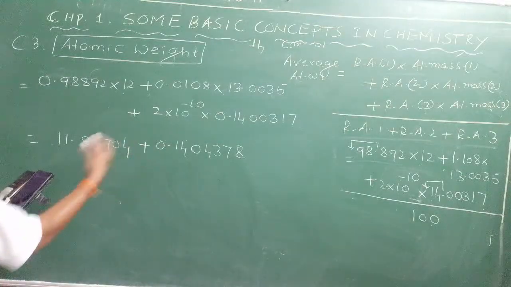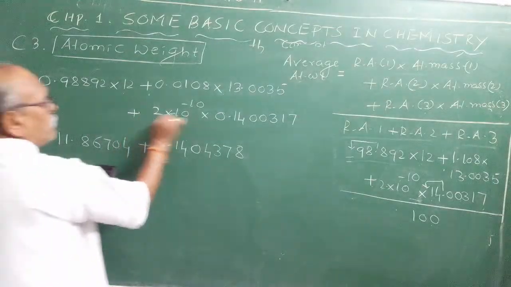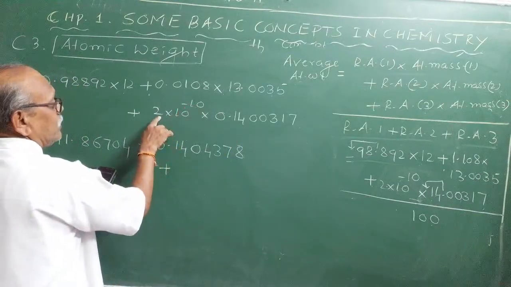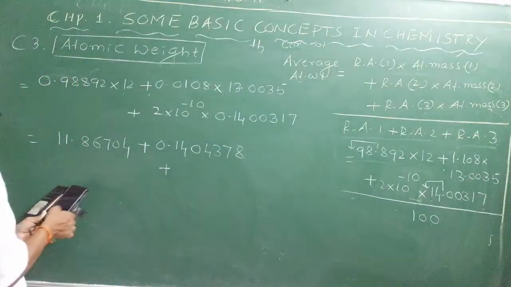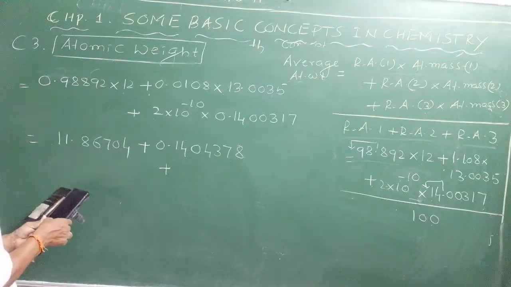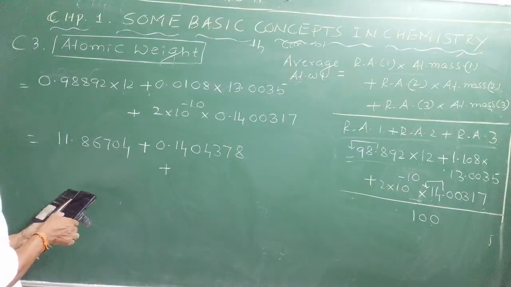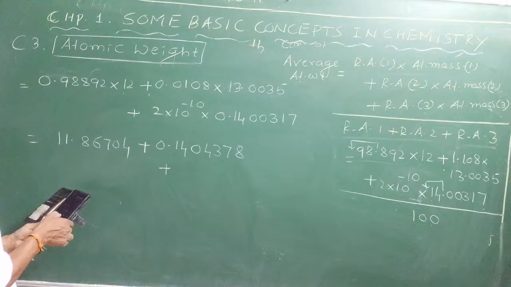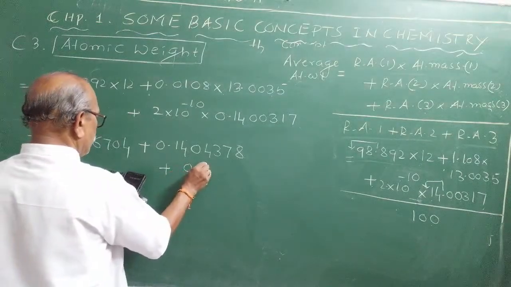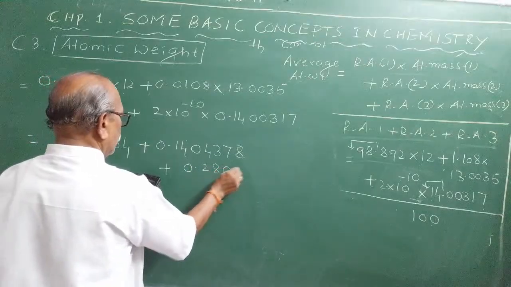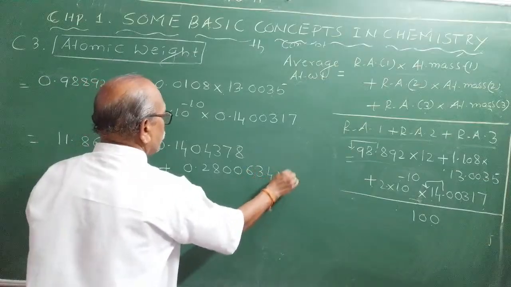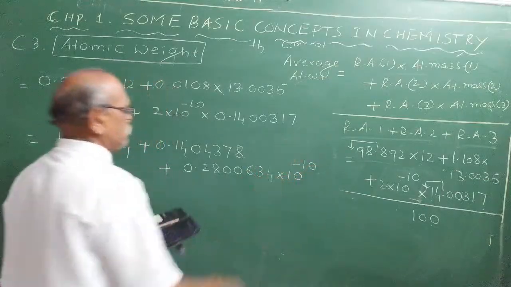You multiply these two first, then you can think of the remaining things. 10 to the power minus 10. 2 into, do the calculation. 2 into 0.1400317. You are getting 0.2800634. The problem is 10 to the power minus 10.